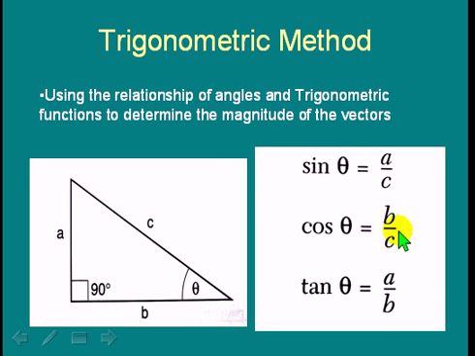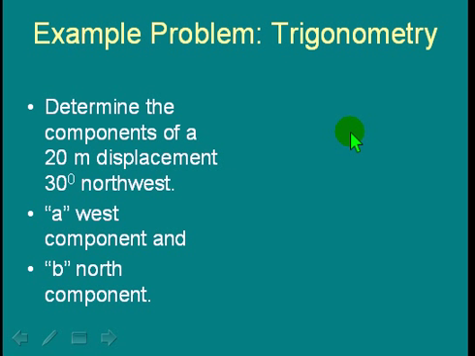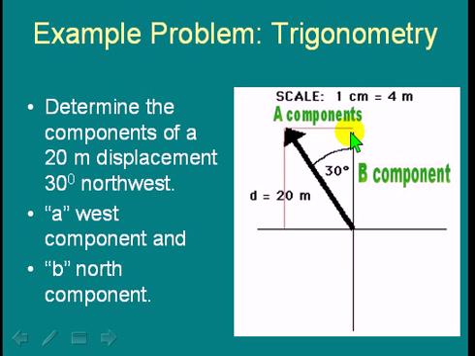Now we can also use the trigonometric method to find this, and everybody starts groaning when they see this. This is sine, cosine, and tangent. So let's determine the components of a 20 meter displacement at 30 degrees northwest, and we need to find the A west component and the B north component.